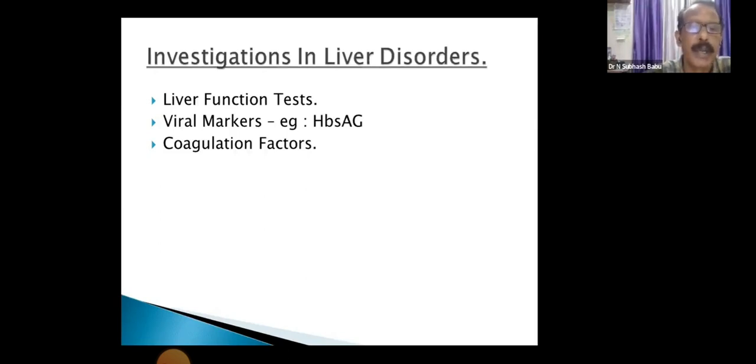Then the coagulation factors, that is prothrombin, PT and INR. Okay, this is about the investigations of the liver disease, and regarding the cancer markers of liver, alpha fetoprotein. So these are the investigations to be kept in mind in the liver diseases.